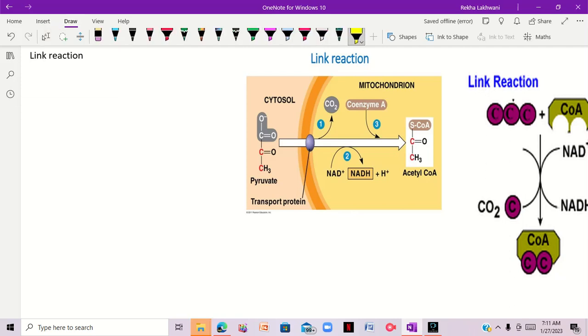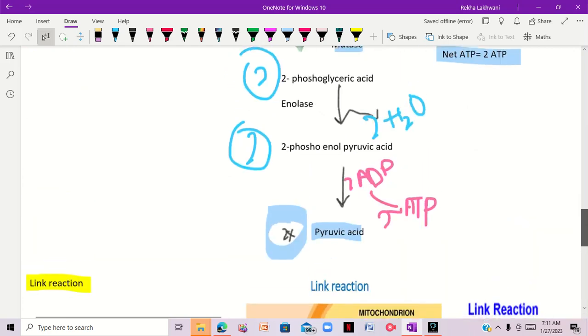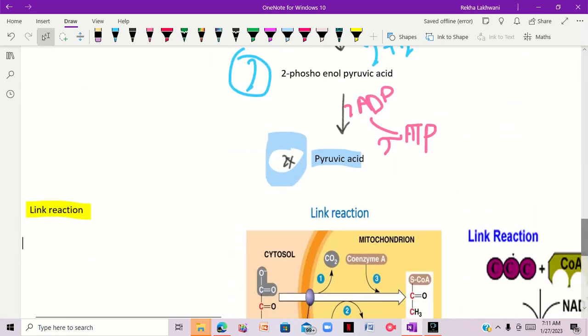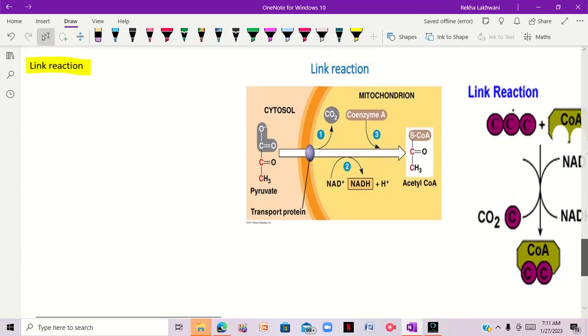So today we will talk about the link reaction. In the previous video we talked about glycolysis, and the product of glycolysis, pyruvate, was produced, if you don't remember. So watch my previous video. Two molecules of pyruvic acid were produced. So today we'll talk about the link reaction.